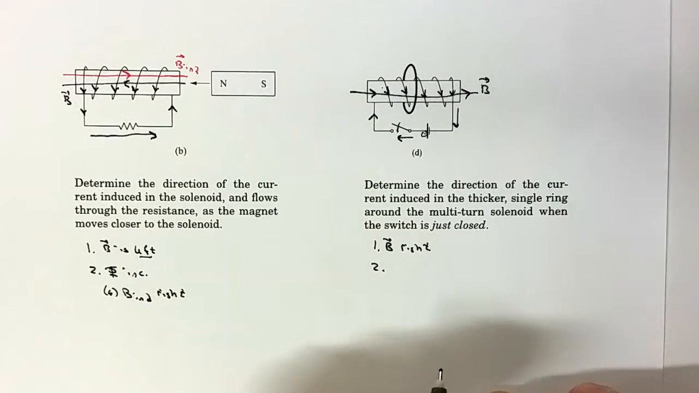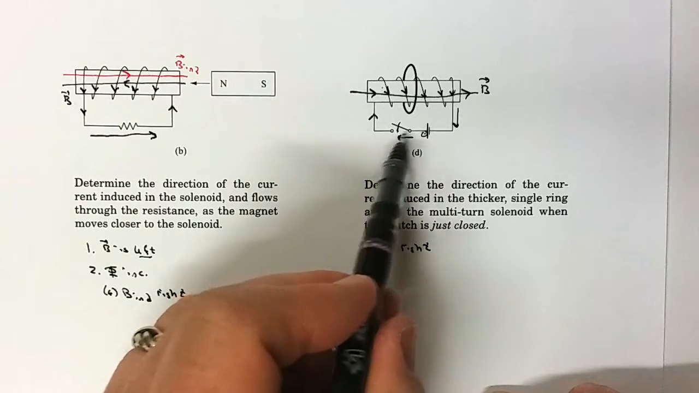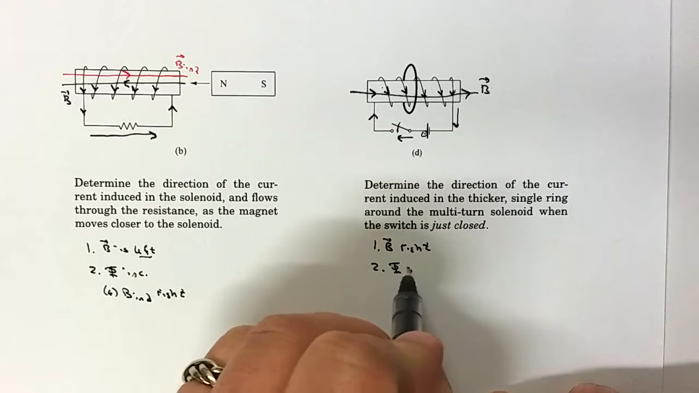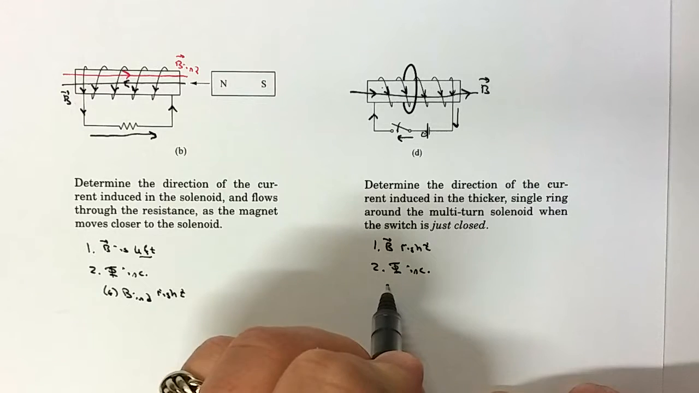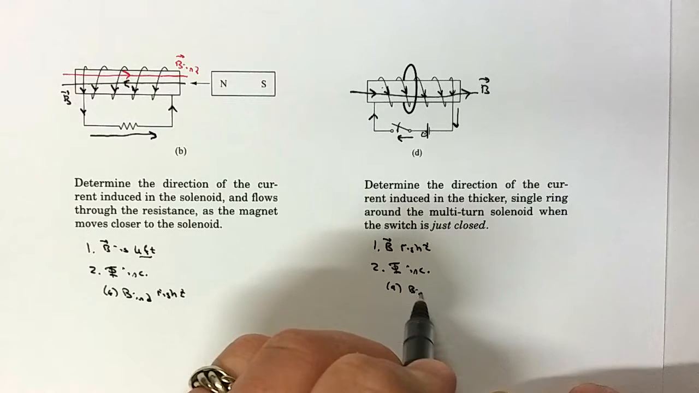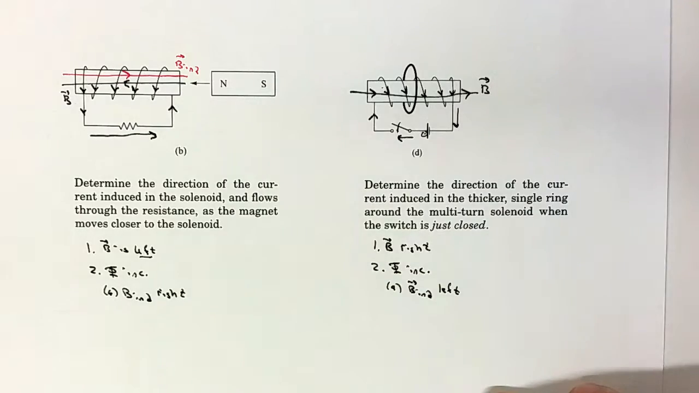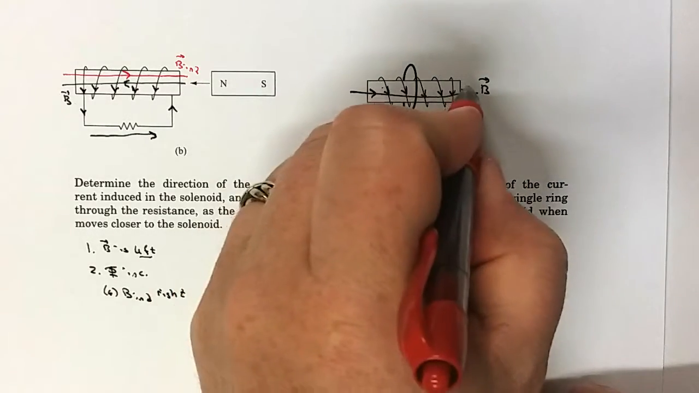Now, is the flux increasing or decreasing? Well, initially we've got nothing. We close the switch, current flows, and then we have something. So the flux is increasing, which is case A. So the induced magnetic field should be the opposite direction, which in this case would make it to the left.